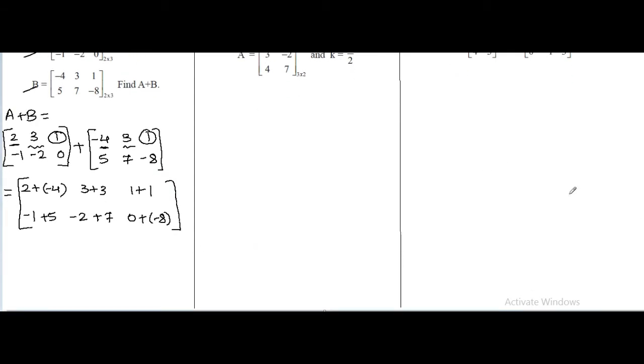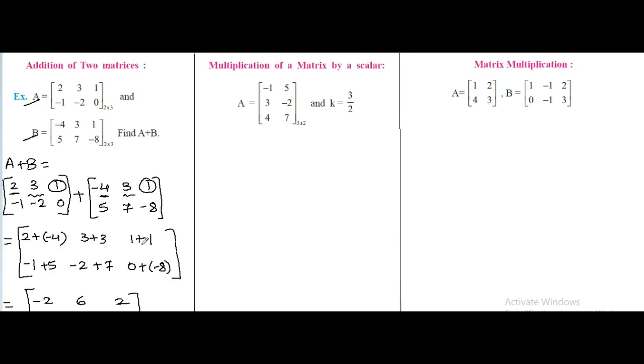Now let's simplify this, and what do we get? We get a new matrix, that is 2 minus 4, that is -2, 3 plus 3, that is 6, 1 plus 1, that is 2, -1 plus 5, that is 4, -2 plus 7, that is 5, 0 minus 8 is -8. So this is addition of two matrices. Hope you all have understood the addition of two matrices.